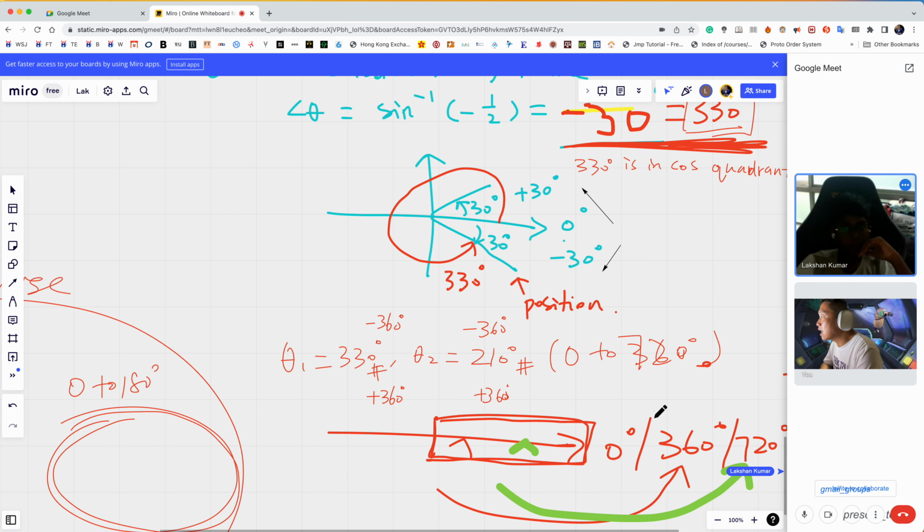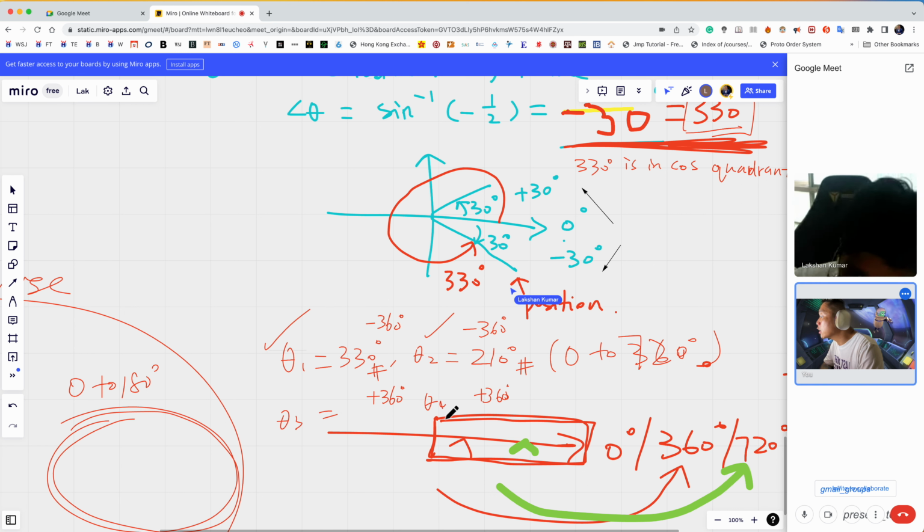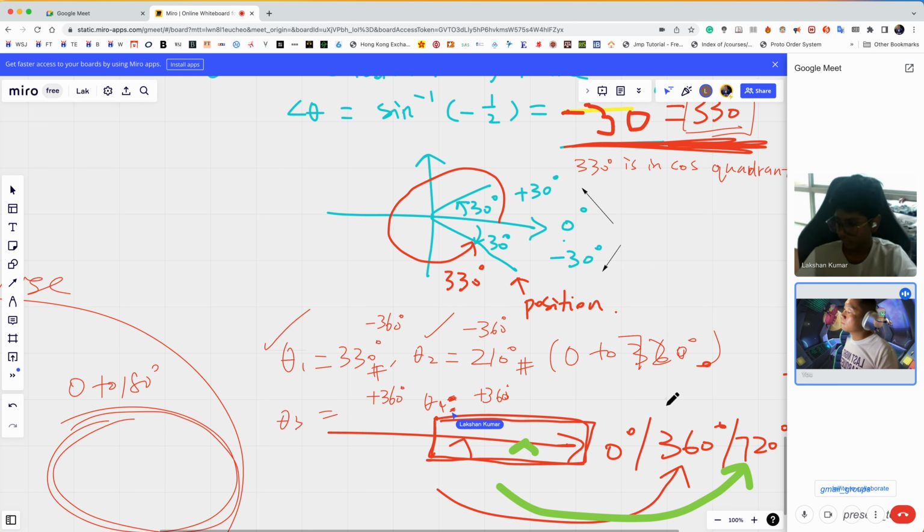All right, so that's how you solve this. In this case the range is 0 to 720, so you have theta 1, theta 2, and then probably theta 3 and theta 4. You have to find out the answers to see whether they are in this range or not. Okay, good. So you know how it works now? Yes.